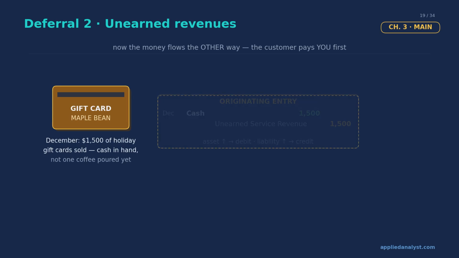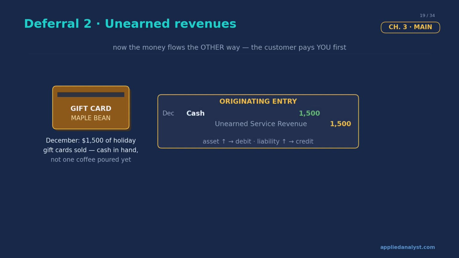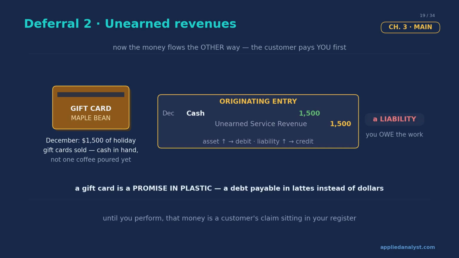Originating entry, debit cash, $1,500. Credit unearned service revenue, $1,500. And that account is a liability. Cash created a debt? Yes. You owe the work. A gift card is a promise in plastic, a debt payable in lattes instead of dollars. Until you perform, that money isn't really yours. It's a customer's claim sitting in your register.